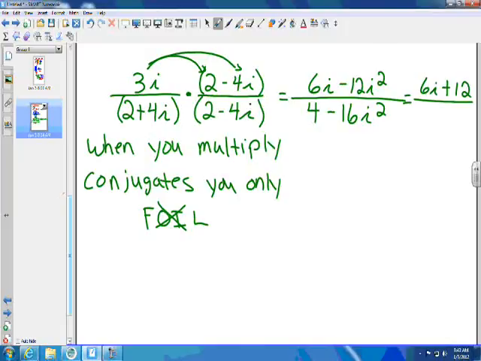And on the bottom, what would you have? 4 plus 16. Remember, it's not 16i. This totally changes to negative 1. So that would be 4 plus 16.